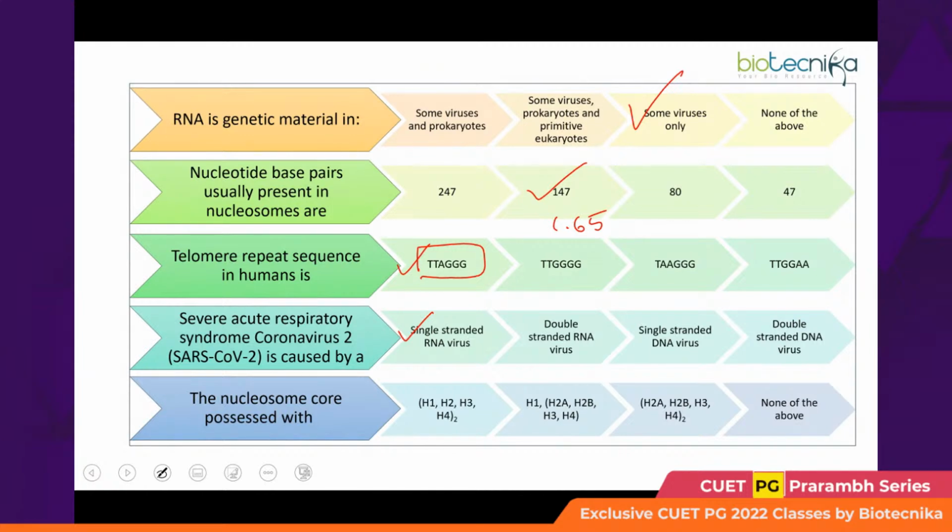Nucleosome core is composed of, what is nucleosome core made up of? Two subunits each of H2A, H2B, H3 and H4. Answer is option C.